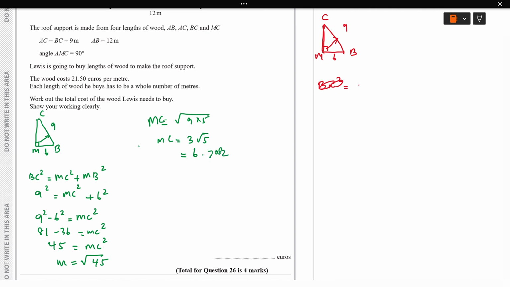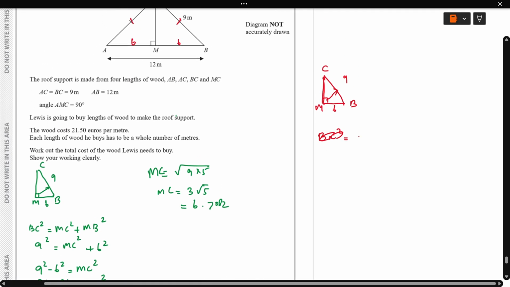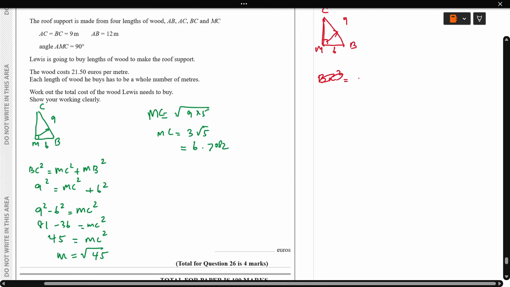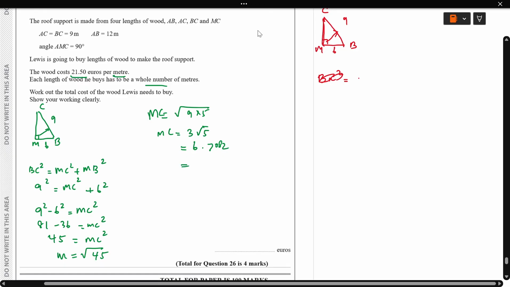Okay, now we have got the length MC. The question says the wood costs 21.50 euros per meter. Each length must be bought as a whole number, it can't be a decimal. So here only 6.7 is required, but he needs to buy 7 meters because it should be a whole number. We cannot buy a decimal. So here he needs to buy, rounding up, 7 meters for this length.